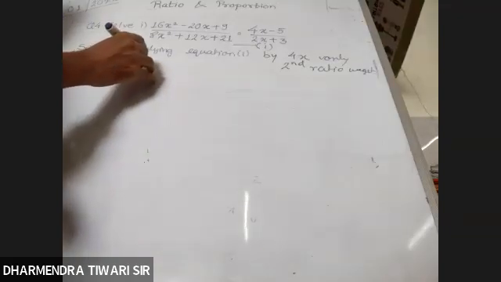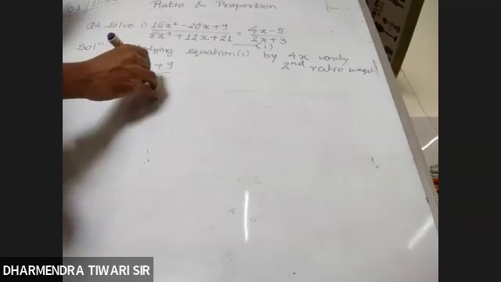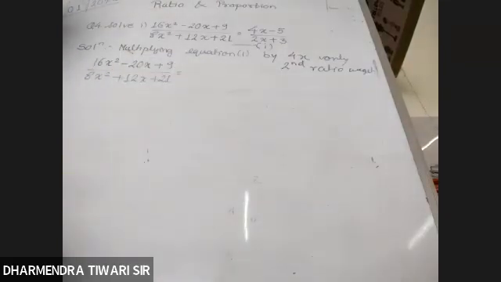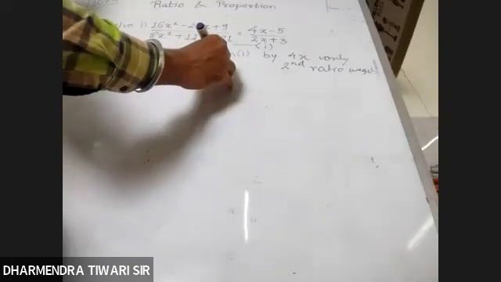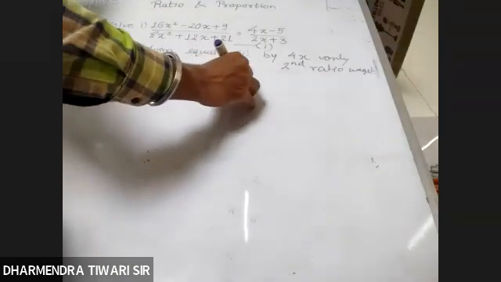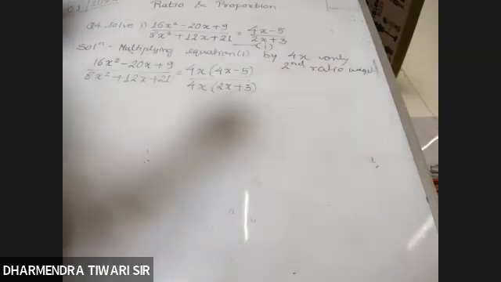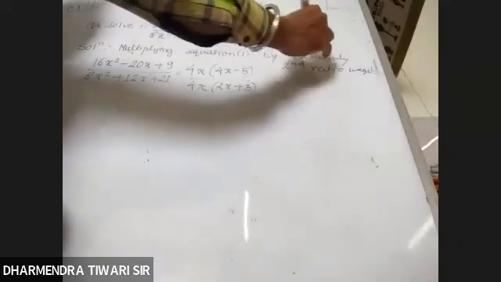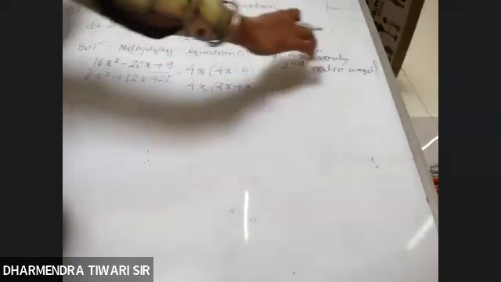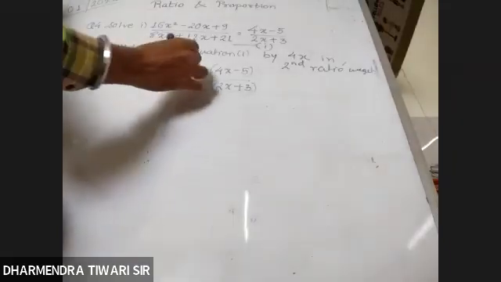16x square minus 20x plus 9 divided by 8x square plus 12x plus 21 is equal to, as we are multiplying the second ratio by 4x, just write the second ratio in bracket. Outside, it's not changing the meaning as we are multiplying and dividing. Plus 4x in numerator. We'll be writing only multiplying, so only we can multiply, not divide.